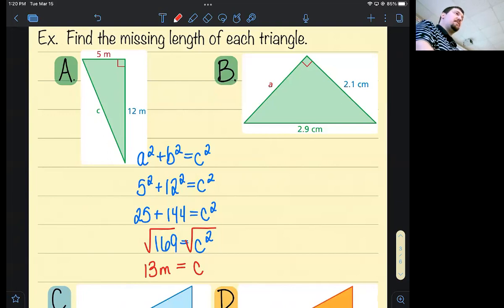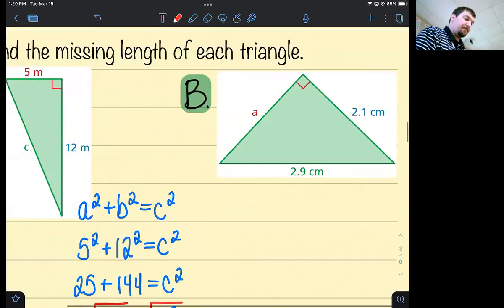Can negative numbers satisfy the Pythagorean theorem? I mean, I guess they could, because when you square a negative number, don't you get a positive number? Yeah. But what does it mean if you have a negative side length? It doesn't exist. Yeah, exactly. You can't have a triangle with negative side lengths. So although a negative number could satisfy the Pythagorean theorem, no such triangle is going to exist.